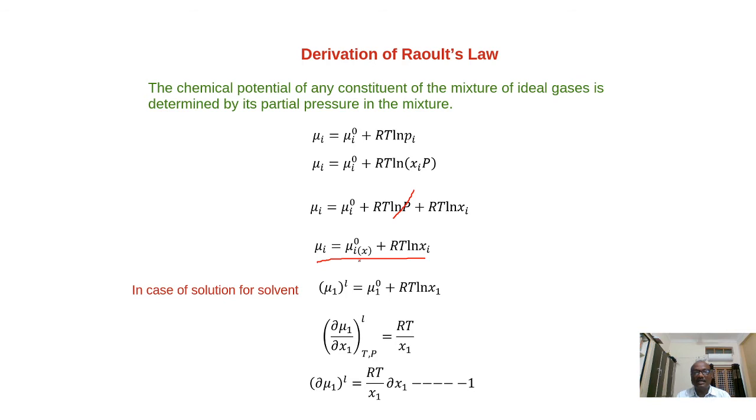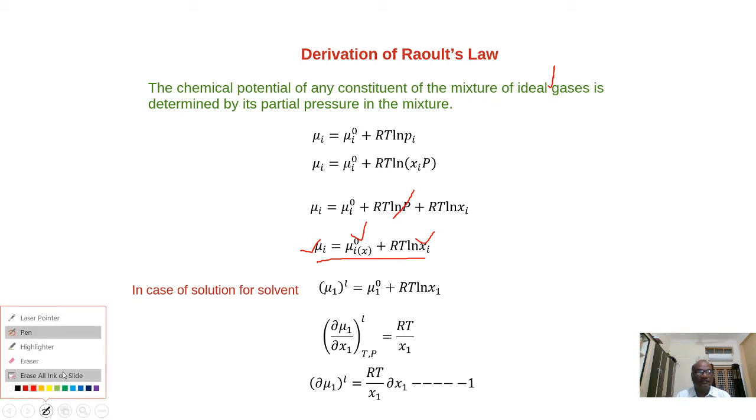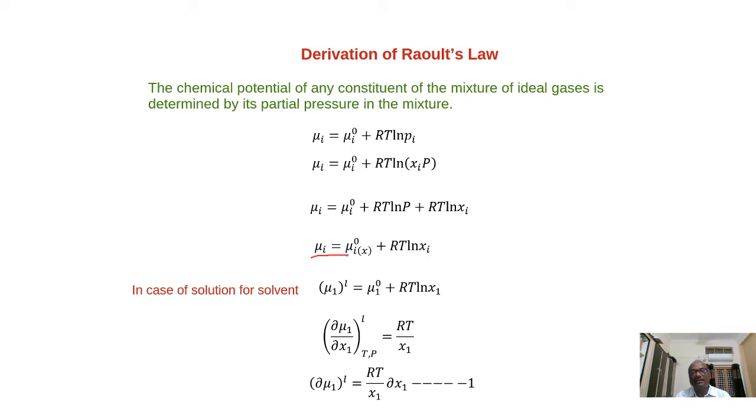Mu naught i always represents the chemical potential of that component present in pure state. Mu i represents the chemical potential of that component in the mixture. So the chemical potential of that component now depends on two factors: one is the chemical potential in pure state, and second is the mole fraction. This is a very important equation you have to remember: chemical potential is equal to the chemical potential in pure state plus RT log Xi.